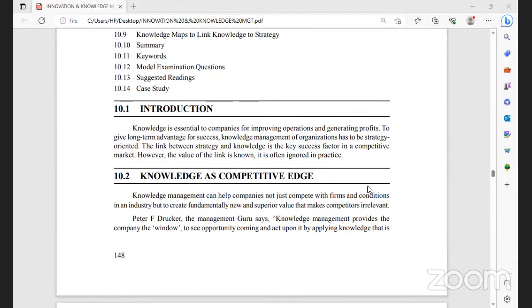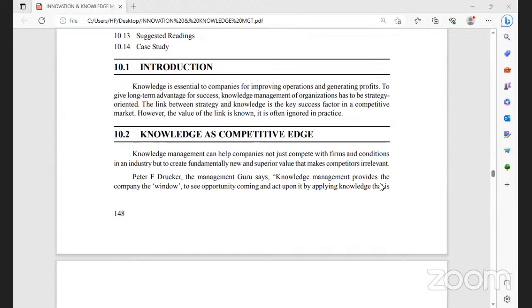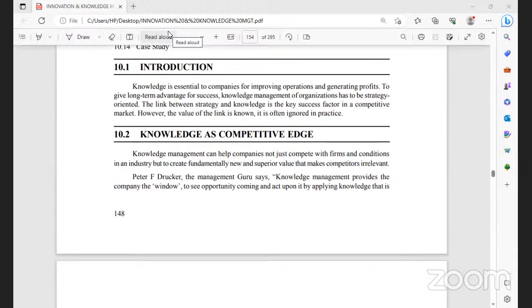Knowledge is essential to companies for improving operations and generating profits. To give long-term advantage for success, knowledge management of organizations has to be strategy-oriented. The link between strategy and knowledge is the key success factor in a competitive market. However, although the value of the link is known, it is often ignored in practice. Few of the organizations, companies, know strategy, but they utterly fail in implementation of that strategy with correct decision making in the right environment.